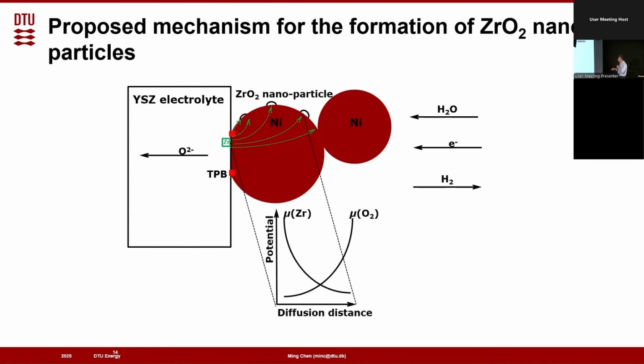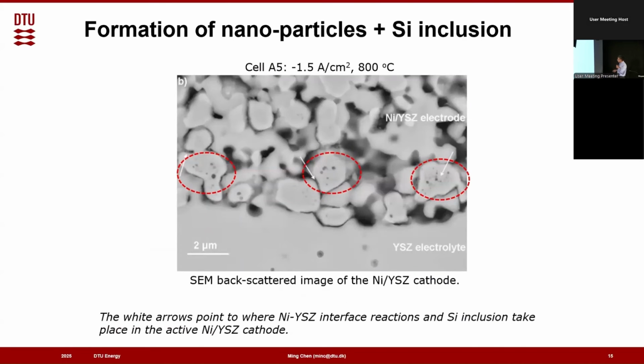We are still trying to understand how zirconium diffuses through this surface or interface, because we don't have direct evidence. Then we also found something along with this. After this operation under harsh conditions, we found that the nickel is not clean.